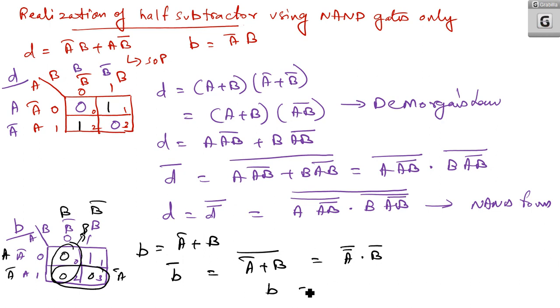So borrow you can write it as, A bar bar is A itself. So it is A dot B bar the whole bar. Okay. So that is also in NAND form. Or can you write it in any other form? A dot B bar the whole bar.